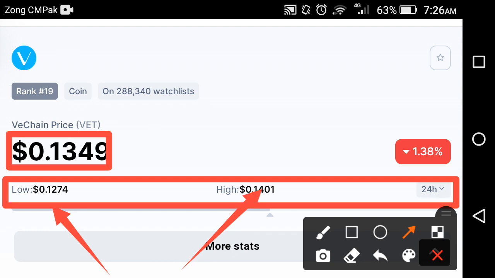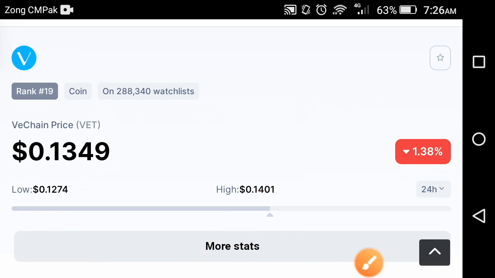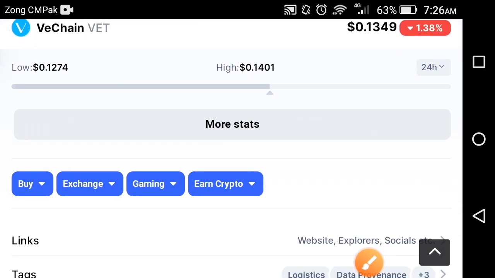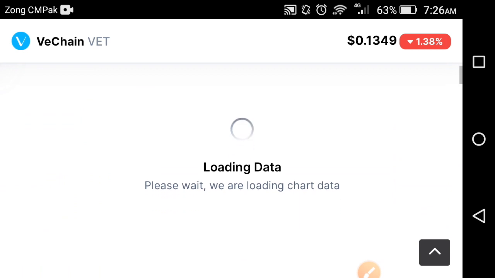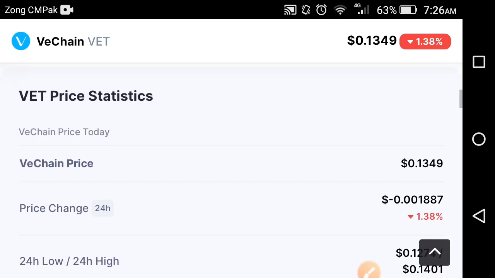If we look at the current price change of Vechain coin, it is a 1.38% change in the 24 hours. Now friends, let's see more about Vechain coin. Let's see the statistics and price predictions about Vechain coin.